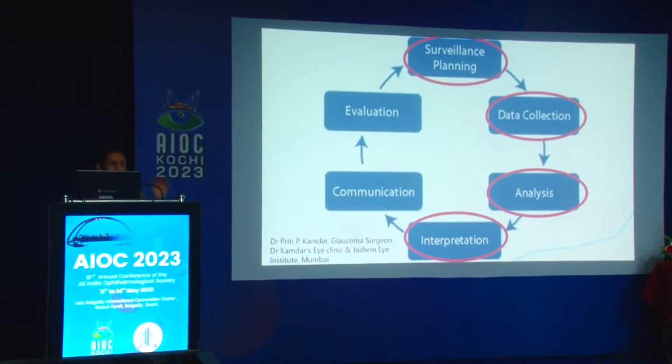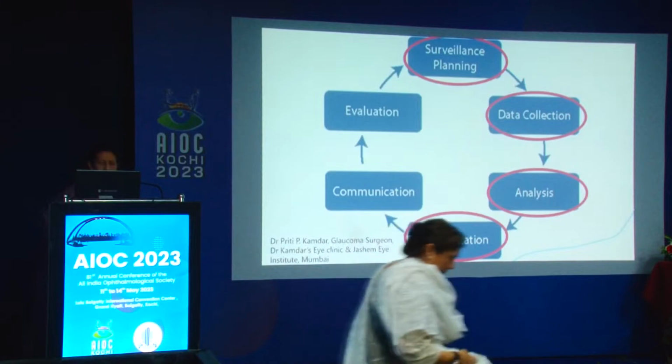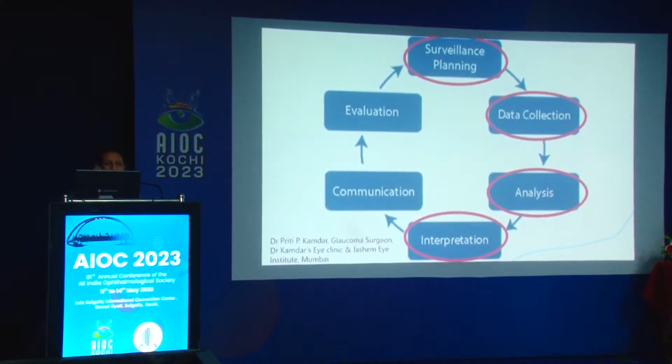So, it involves surveillance planning, data collection, analysis. Because glaucoma is a slow, chronic, silent disease, regular follow up is the backbone of assessing efficacy of treatment, that is progression. And that is one thing at diagnosis, you have to sort of drill it into the patient's head by repeating it again and again and again. It involves 4 steps: surveillance planning, data collection, analysis, and interpretation.